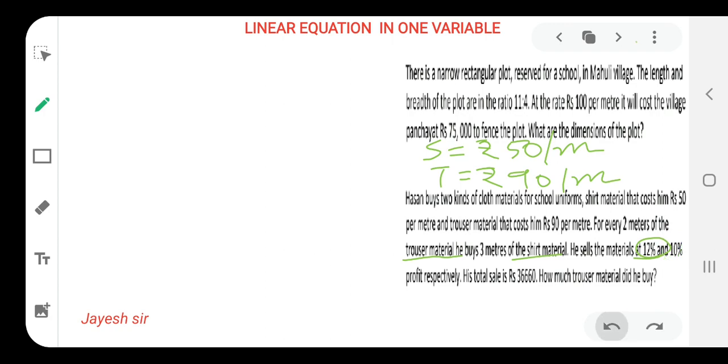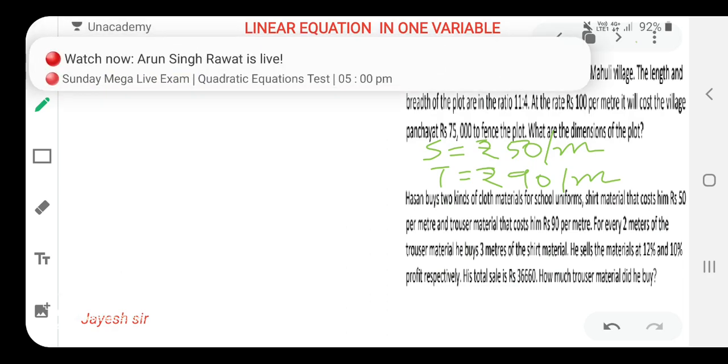In this way we have to identify that first he was talking about trouser, then for trouser it is 12%, and afterwards he is talking about shirt, then 10% is for shirt. So let's find the 10% and 12% for the shirt and trouser over here only, because finding it in the end will make our calculation difficult. So we'll find the 12% of trouser material over here. Trouser cost rupees 90 to Hassan. He is selling it at 12% more. That means he is selling at 112%.